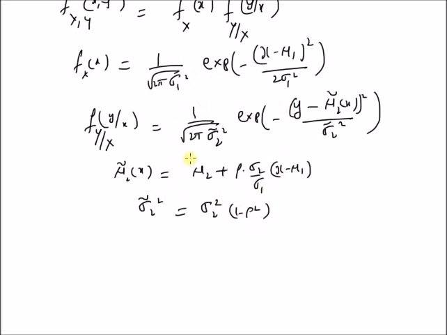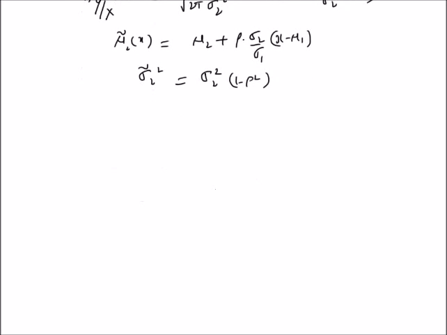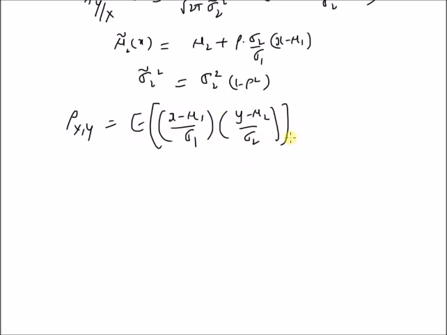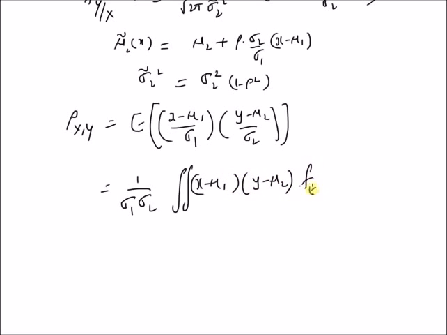So, given this information, now we can derive the expression for the correlation coefficient, that is rho_{X,Y}, which is equal to, by definition, the expectation of ((x minus mu 1) by sigma 1) into ((y minus mu 2) by sigma 2). So this is the definition of correlation coefficient. Taking the constants outside, we get 1 by sigma 1 sigma 2 times the double integral of (x minus mu 1) into (y minus mu 2) into f_{X,Y}(x, y) dx dy.